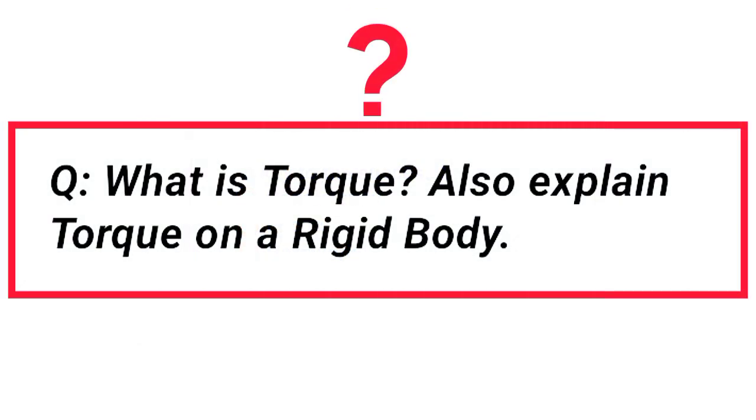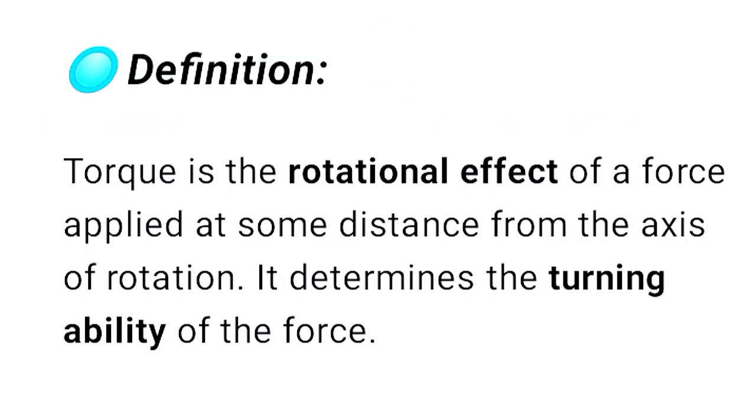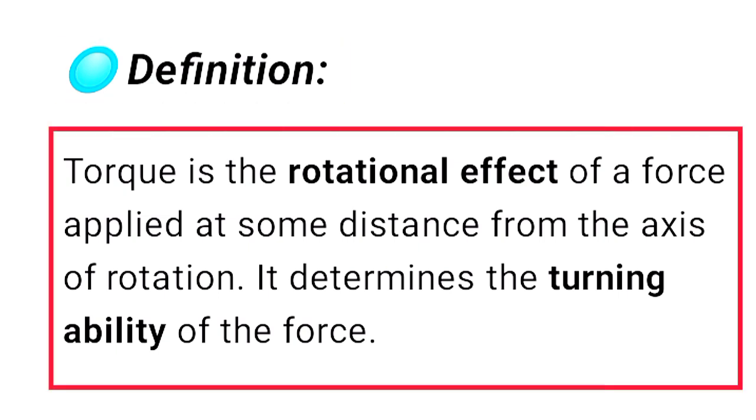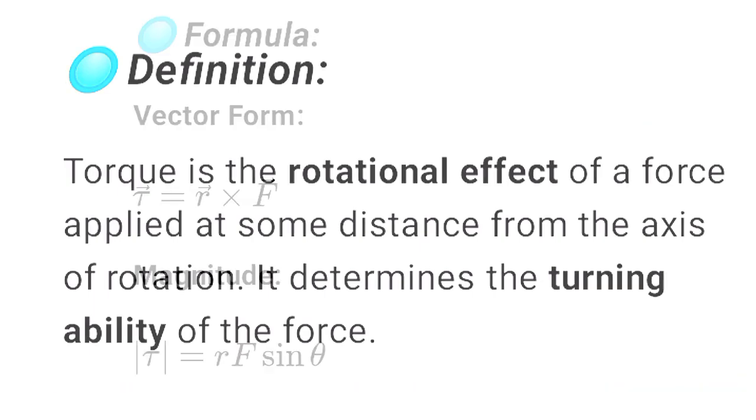Question: what is torque? Also explain torque on a rigid body. Answer: torque. Definition: torque is the rotational effect of a force applied at some distance from the axis of rotation. It determines the turning ability of the force.